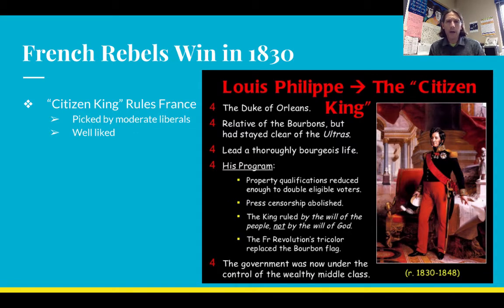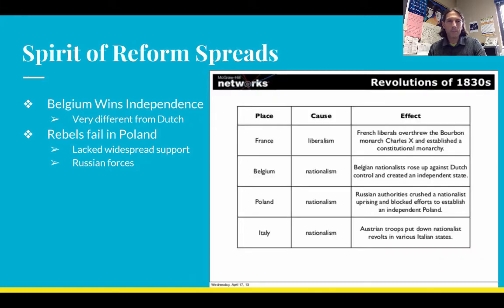And because moderate liberals pick him, and he's a friend of the bourgeoisie, and he's kind of an easygoing guy anyway, he likes to hang out with people and talk to people, he's very personable, all of those make him a very well-liked figure. And so things are going to go along pretty well with him until a little bit later on when things get a little crazy in France again.